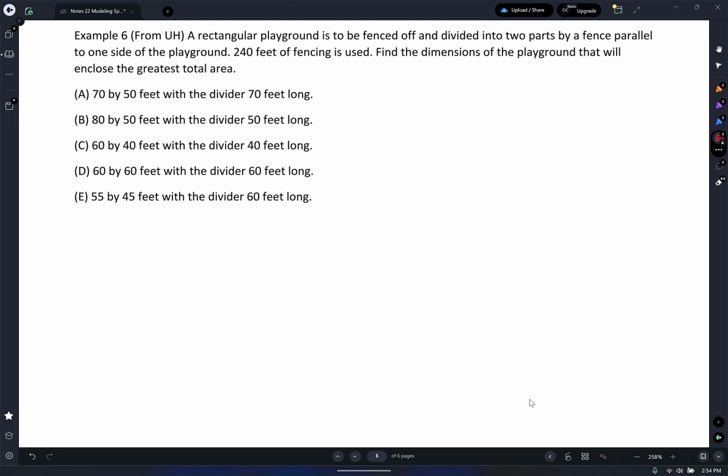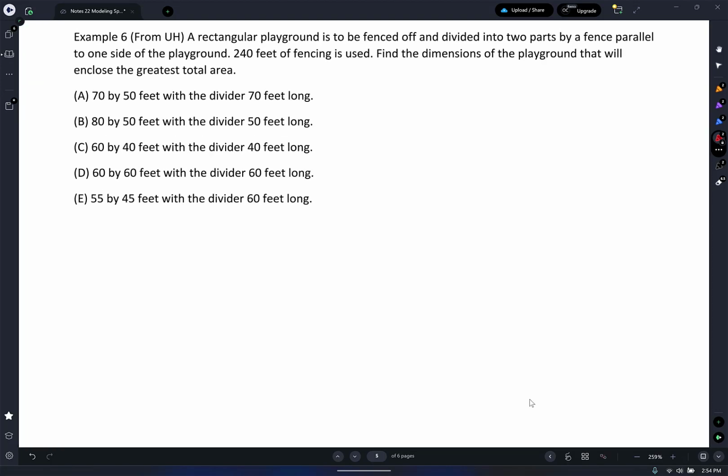Example 6. A rectangular playground is to be fenced off and divided into 2 parts by a fence parallel to one side of the playground. 240 feet of fencing is used. Find the dimensions of the playground that will enclose the greatest total area. What if you have enough money to buy 240 feet of fencing? What's the biggest rectangular area that you can make with that much fencing? So let's see what it is.